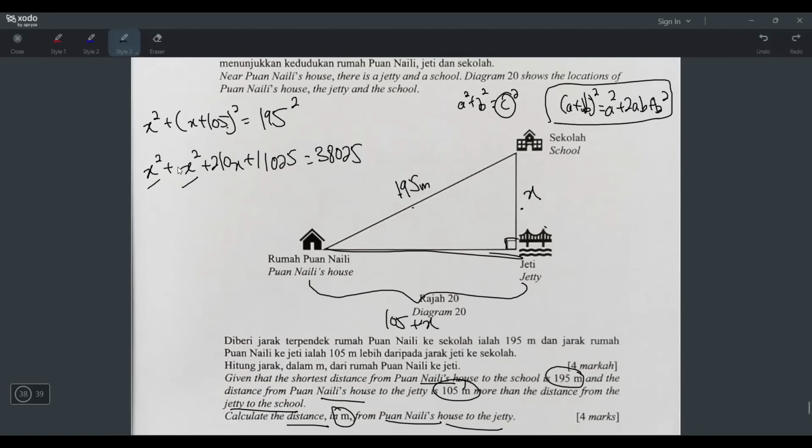Okay, you see there is a square, right? So when there is a square, it means you have to arrange everything on one side equals 0. Yeah, because it's a quadratic. So everything on one side equals 0, and then general form.